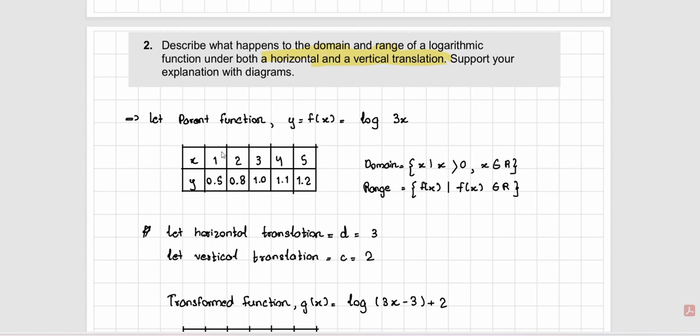So it's the same as before. We have to let the parent function be something. So I let y equal f(x) equal log 3x as my parent function. So I've already drawn the table for the values.